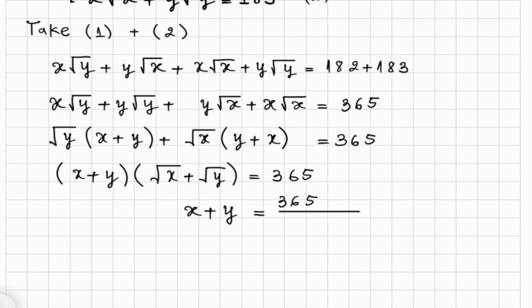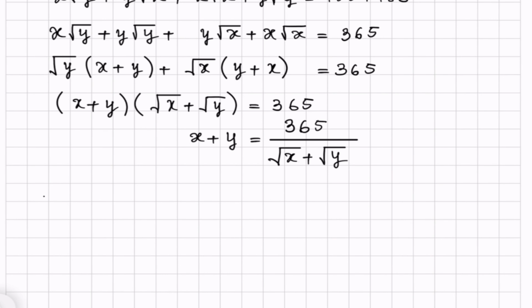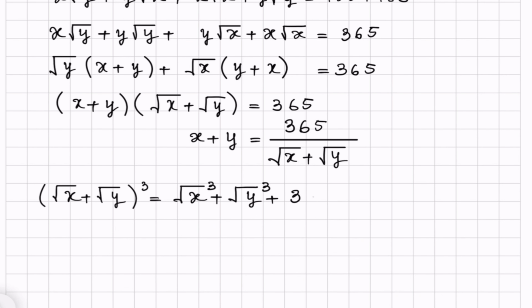So our goal is to find x plus y, and then we will get 365 over the square root of x plus square root of y. In order to find the value of square root of x plus square root of y, we take square root of x plus square root of y and raise it to the cube. That will be equal to square root of x cubed plus square root of y cubed, and then plus 3 square root of x squared times square root of y plus 3 square root of x times square root of y squared.